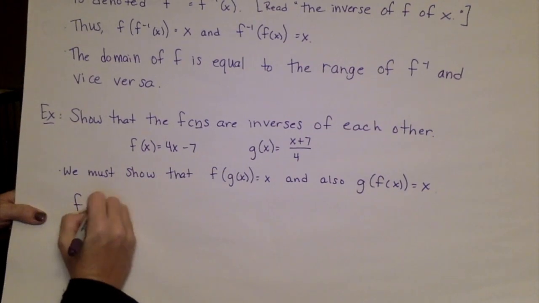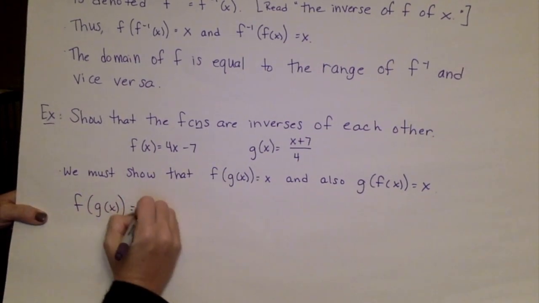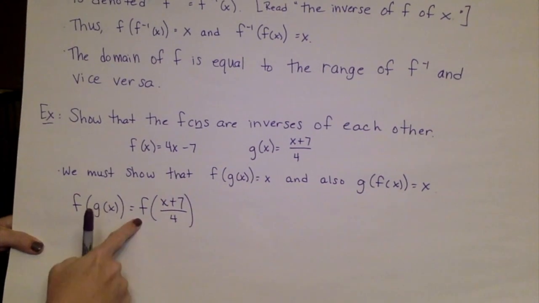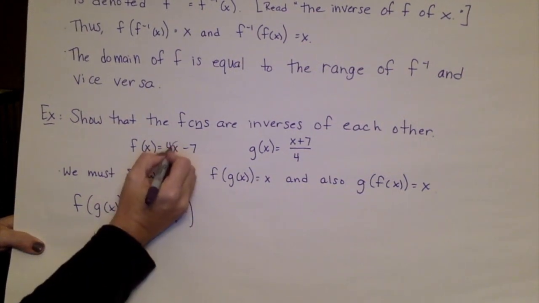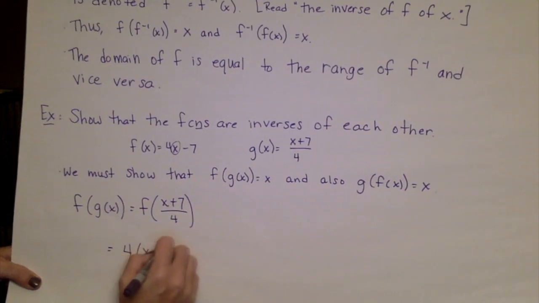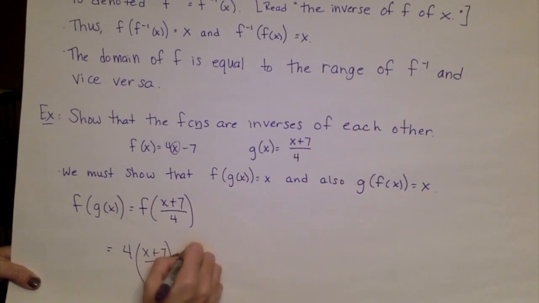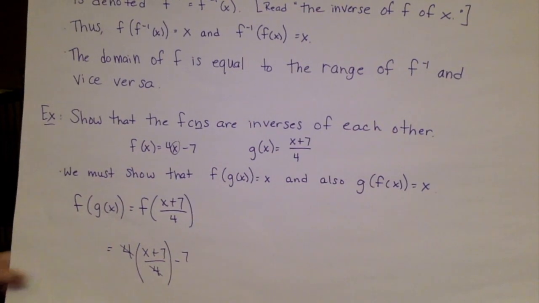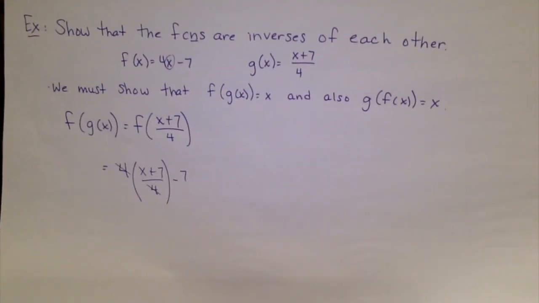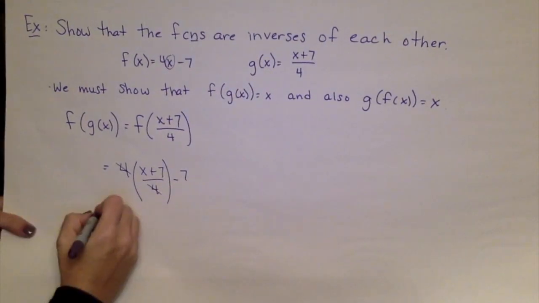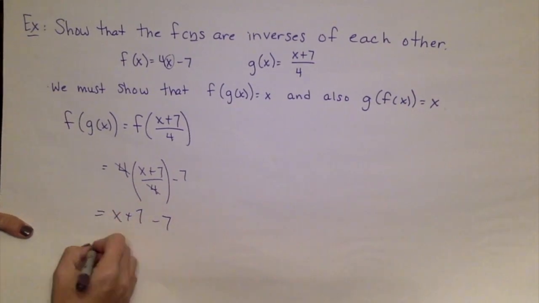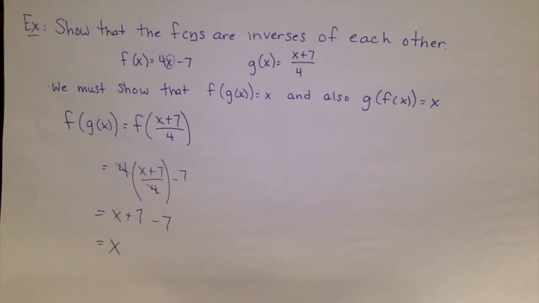I'm going to start with f of g of x. That's f of x plus 7 over 4, which says go to the function f, and in place of this x, we're going to put x plus 7 over 4. So I'll have 4 times x plus 7 over 4 minus 7. But we can quickly see, and you're going to notice this a lot when we're dealing with inverse functions, that those reduce. So we have left over x plus 7 minus 7, and x plus 7 minus 7 is x. So that one checks out.